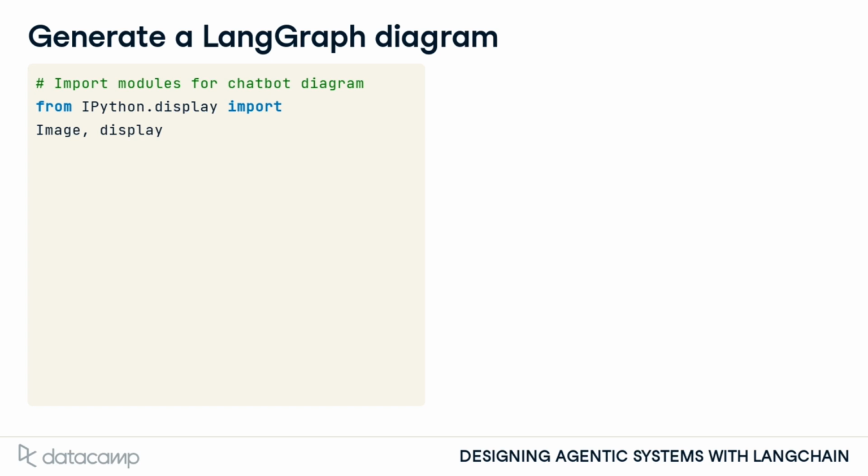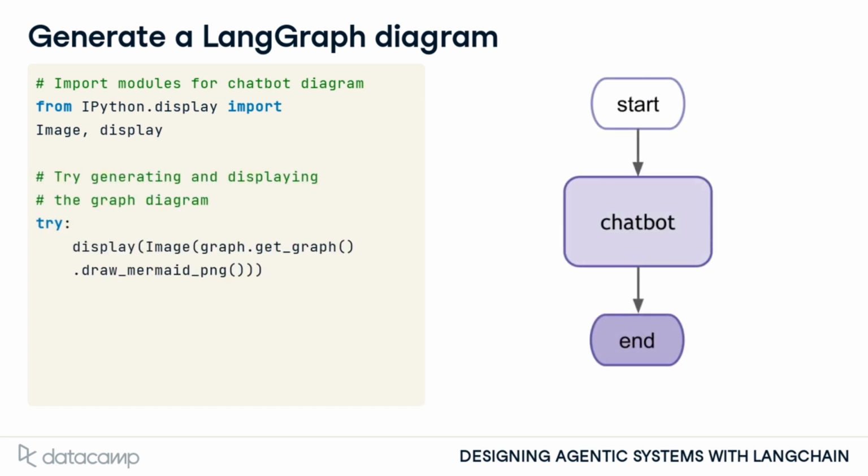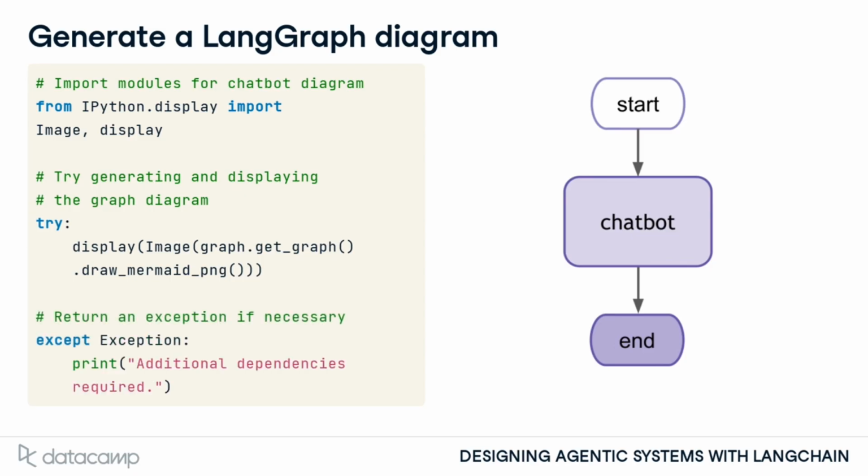Then we'll create a try and except block where the get_graph method is applied to graph to retrieve its structure. The draw_mermaid_png method is then used to render this structure as a visual diagram. Finally, the entire statement is wrapped in Image and passed to display to show the diagram. We'll then define an exception that returns an error message if other dependencies for Python visualization are required, depending on your coding environment.